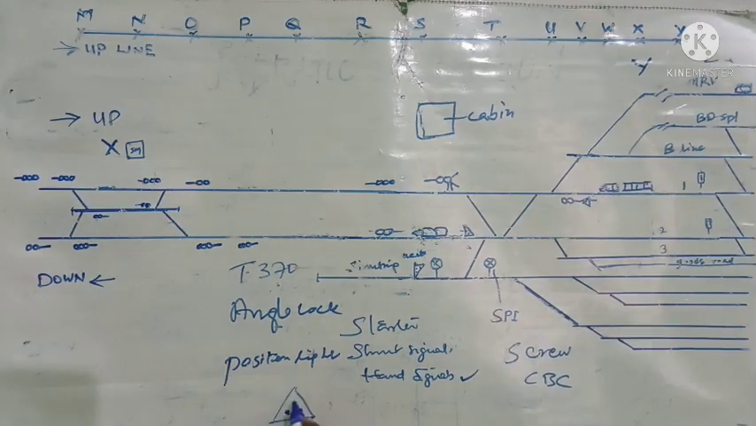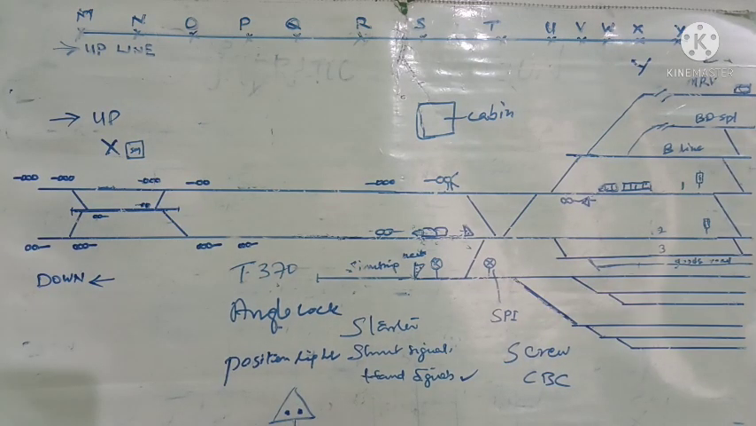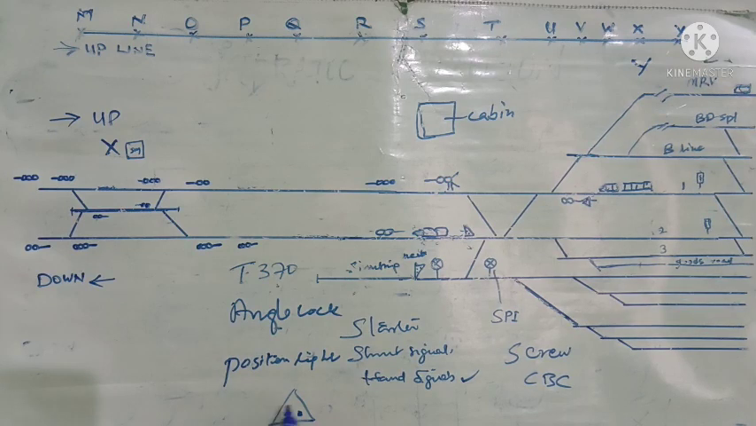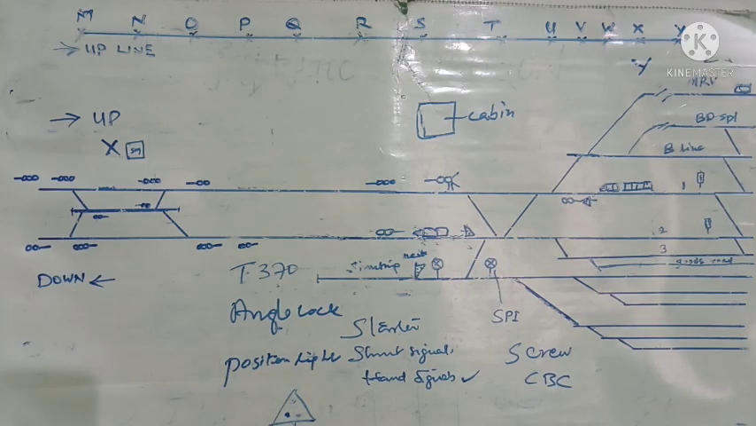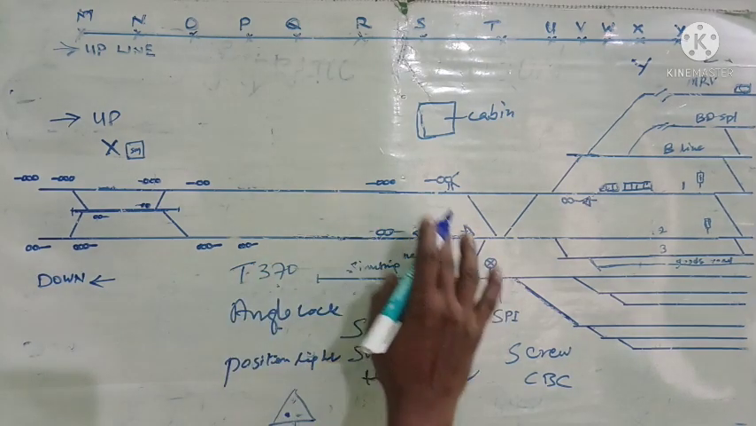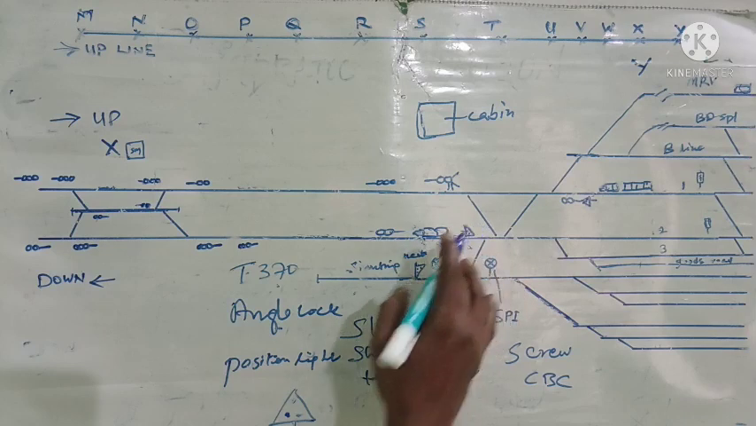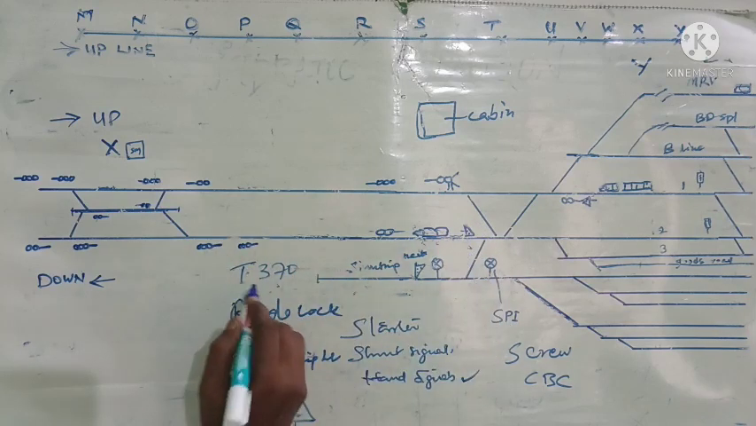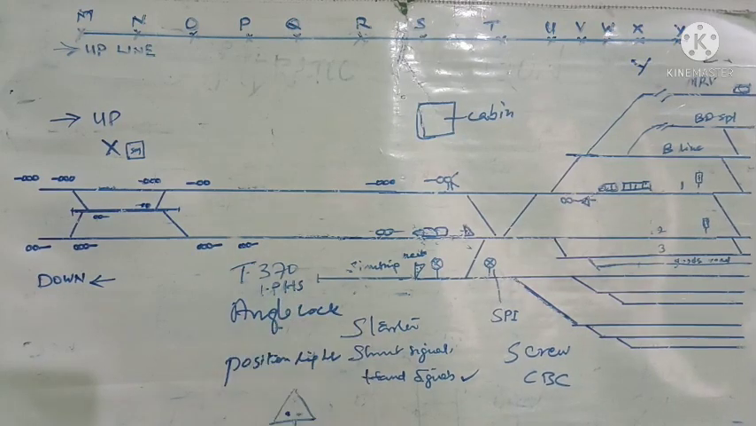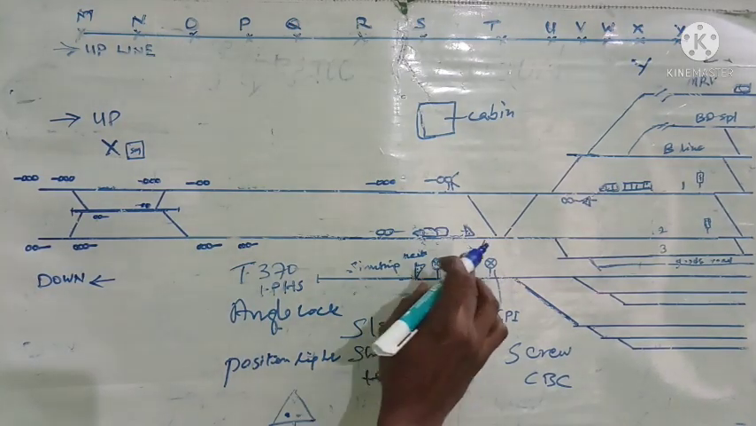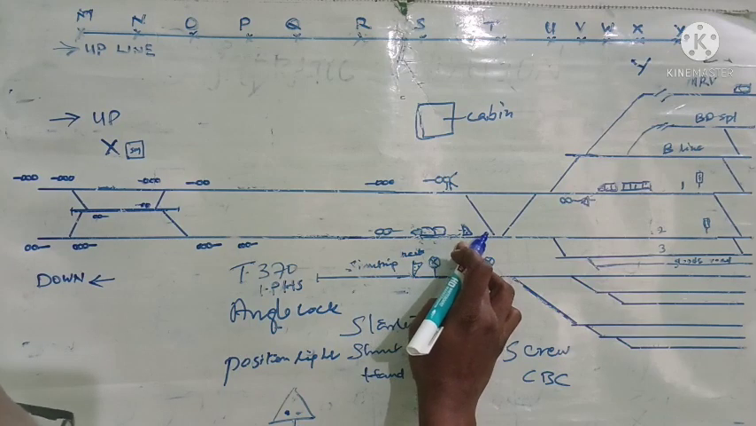But this shunt signal shows two horizontal white lights. These two diagonal white lights are not burning. That means the shunt signal has failed. For failure of a shunt signal, the memo to be given is again T.370, but here T.370 plus PHS should be given. Proceed hand signal is to be given at the foot of this shunt signal.